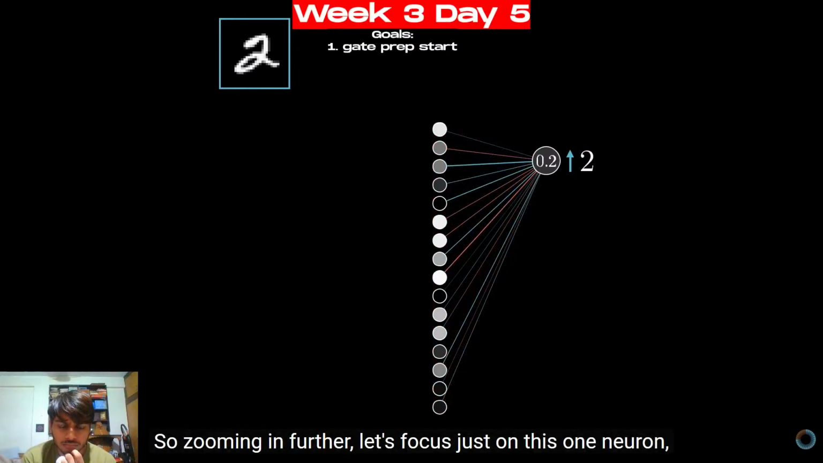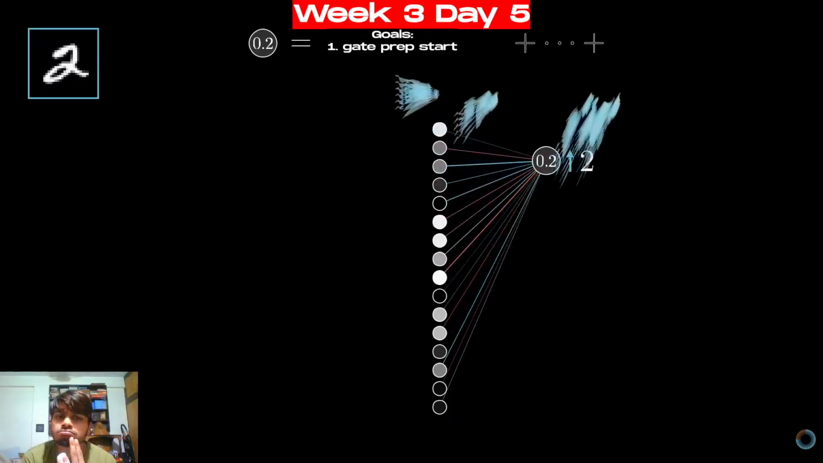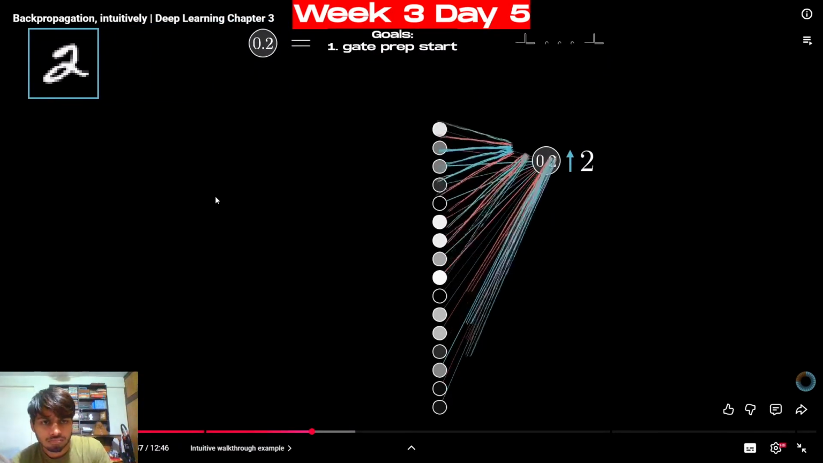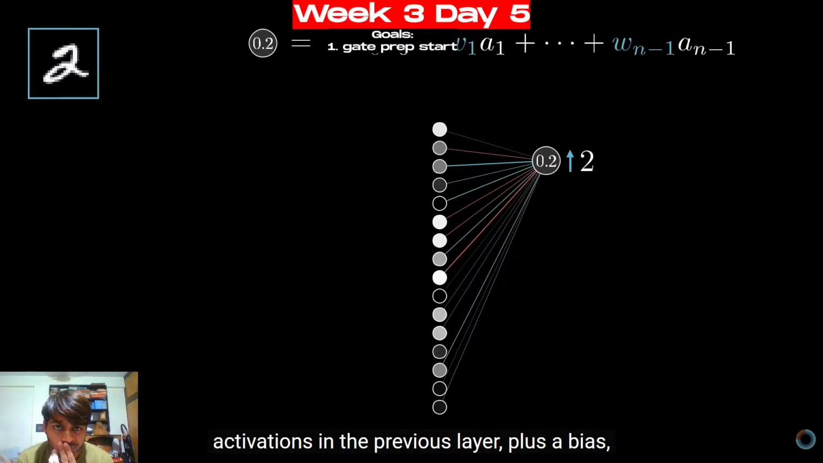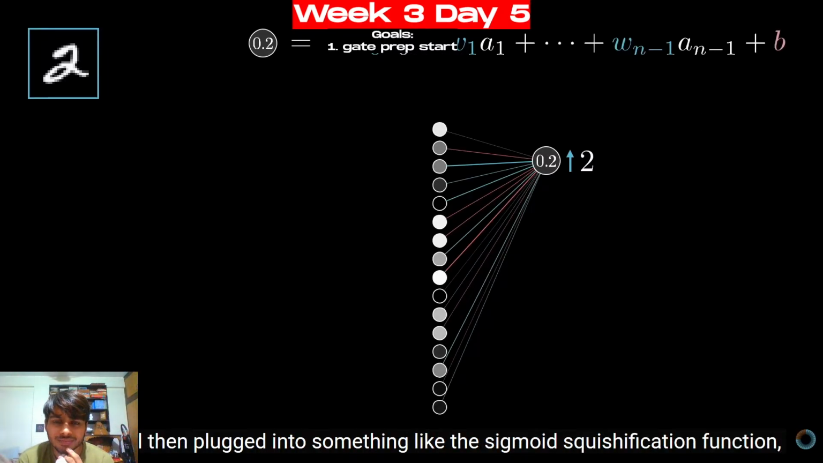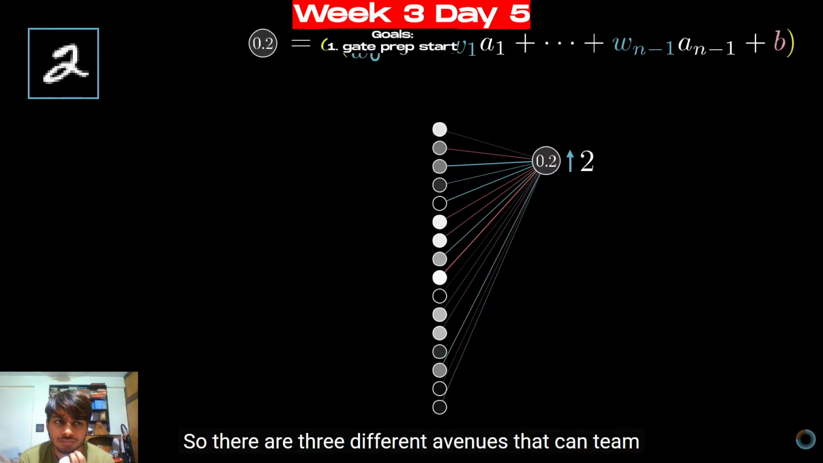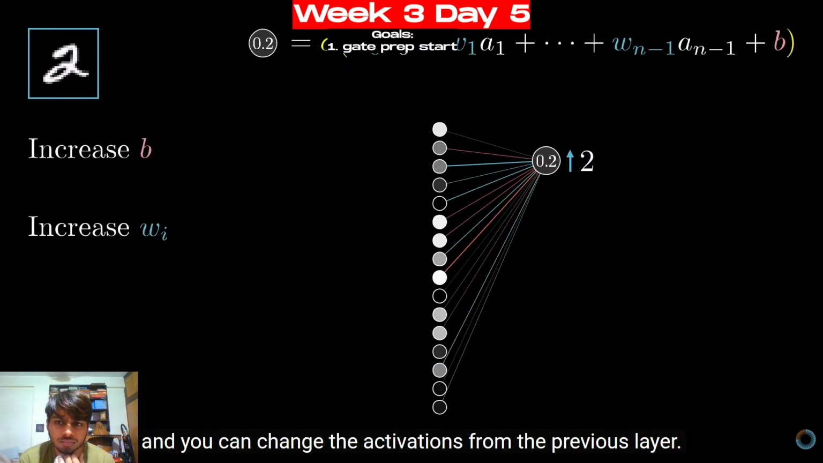So zooming in further, let's focus just on this one neuron, the one whose activation we wish to increase. Remember, that activation is defined as a certain weighted sum of all of the activations in the previous layer, plus a bias, which is all then plugged into something like the sigmoid function. So there are 3 different avenues that can team up together to help increase that activation. You can increase the bias, you can increase the weights, and you can change the activations from the previous layer.